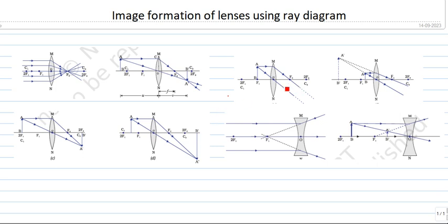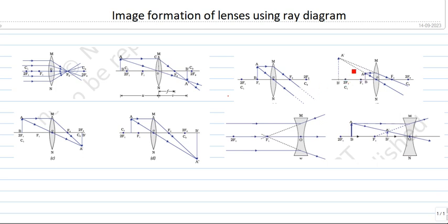Yes, so the next position is at F1. When you place the object at F1, we find that the image is formed at infinity. This image which is formed at infinity is highly enlarged, real and inverted.